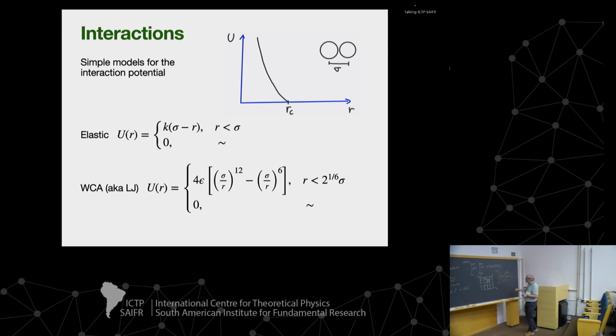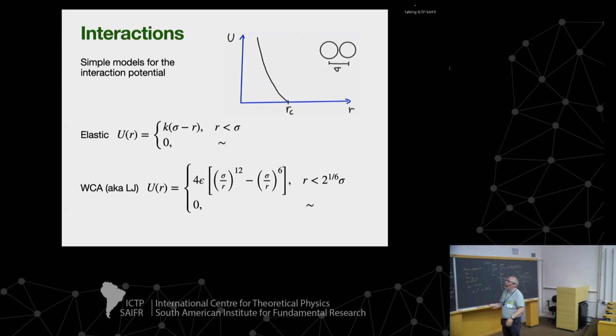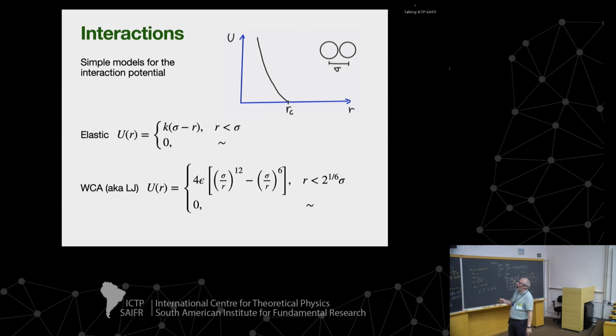So what we do is we truncate it here. We truncate it and we put it like this. And then we shift it. This is the potential that is called WCA, that is purely repulsive. So if you truncate it and you shift it, you get something like this. The advantage of this model compared to the elastic one is that the force goes smoothly to 0 and stays at 0. So you have a continuous derivative, and you can do things sometimes. Okay, but those are the two models that you use.